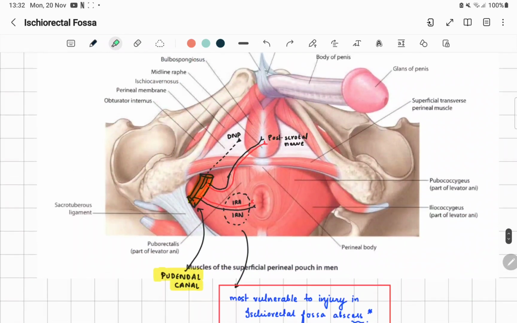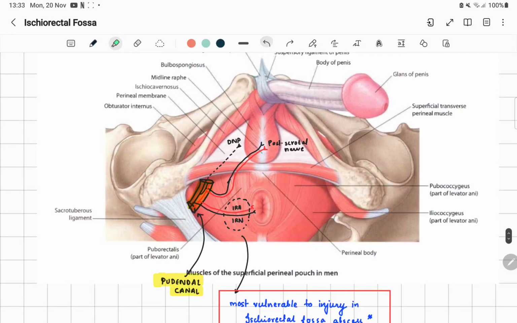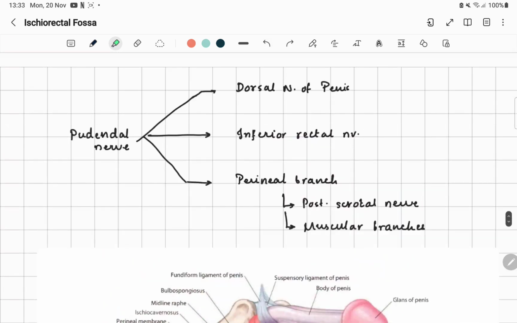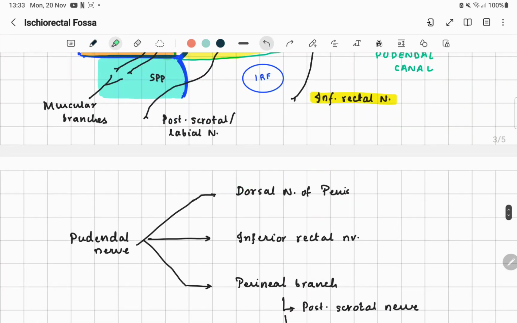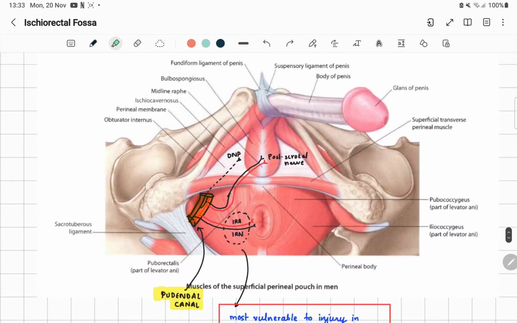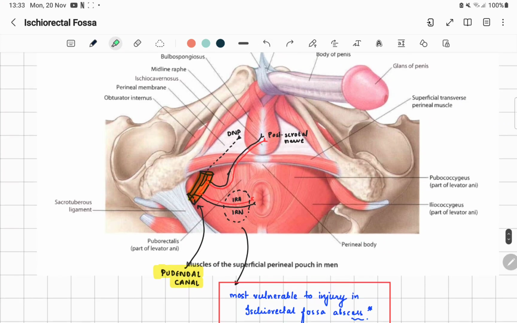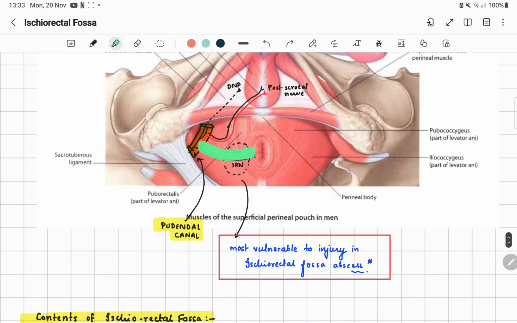Okay, so talking about how they lie, let's talk about this. This is the pudendal canal. So deep in that is the DNP, that is your dorsal nerve to the penis. Okay, this one, dorsal nerve to the penis. This is the DNP, and we have two other nerves, that is the posterior scrotal nerve, and the posterior scrotal vessels are also present. Okay, and the inferior rectal nerve and the inferior rectal artery along with it.